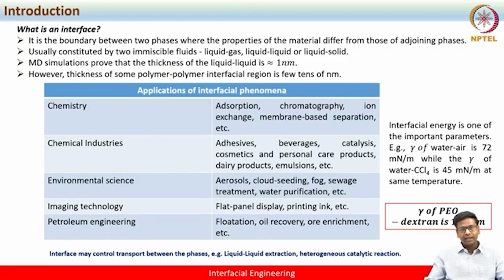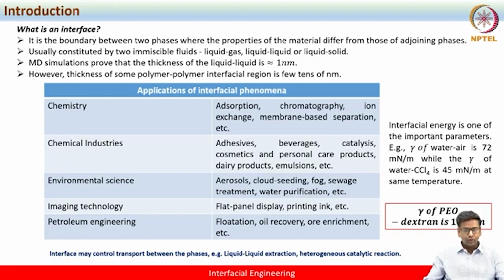So next, I would like to give you a short introduction. First, let's understand what an interface is. Let's ask a question: what is an interface? Okay, an interface is nothing but a boundary that separates 2 adjoining bulk phases. For example, let's say we have what is known as the air-water interface. Here air is one bulk phase and water is another bulk phase. The boundary that separates these 2 bulk phases is called the interface.